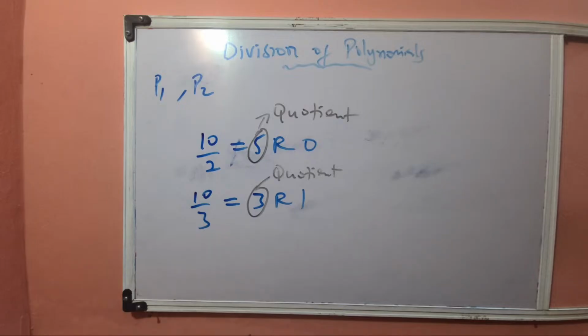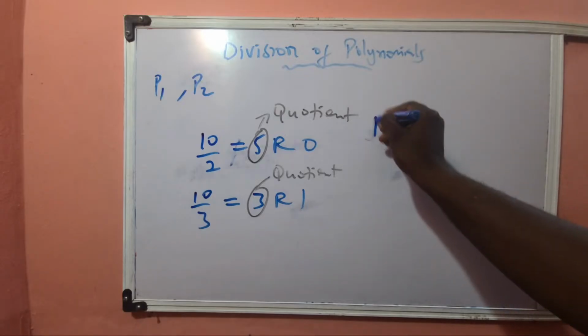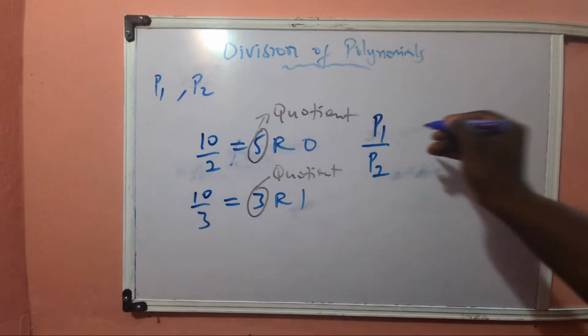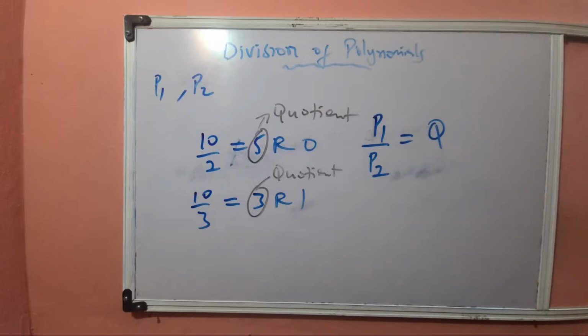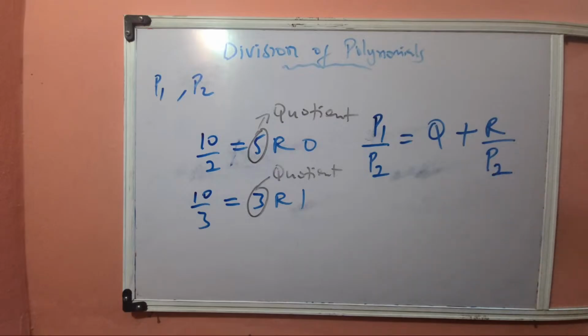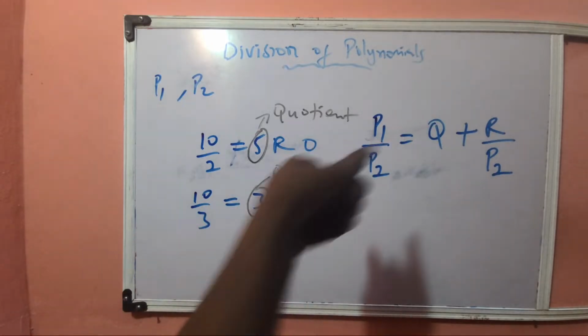Now, I want to submit to you that if you have two polynomials, the same also applies. So when I have P1 divided by P2, when I have P1 divided by P2, this will be equal to the quotient plus the remainder over the divisor. Now, I'm going to use this to relate it back. This particular one, I'm sure you can all relate to. So we're going to use this to explain that.